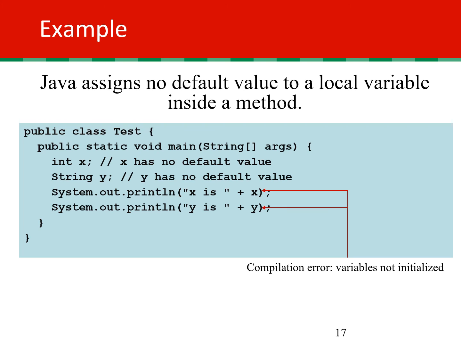Java assigns no default value to a local variable inside a method. For example, you have variables x and y. x is an integer, y is a string, and you want to use them straight away without initializing, so there will be an error.